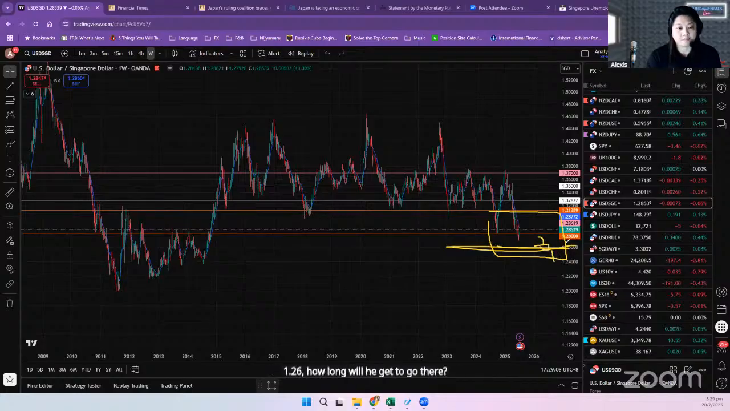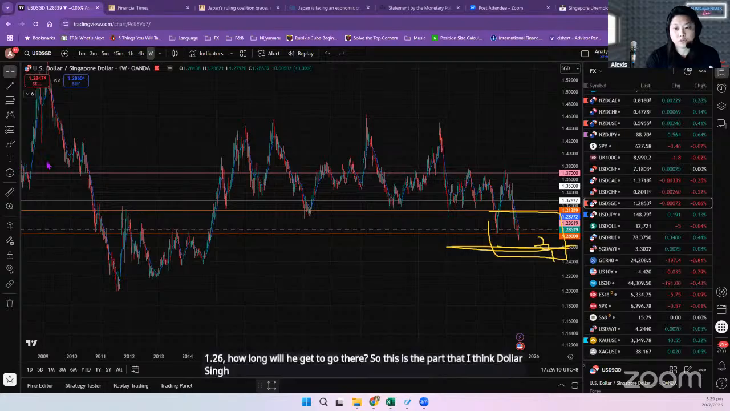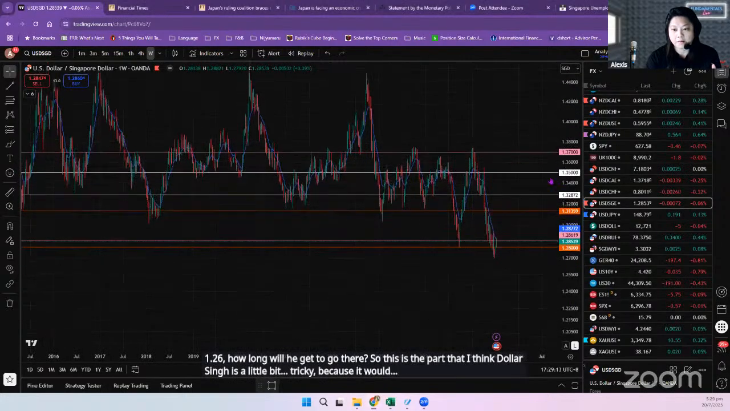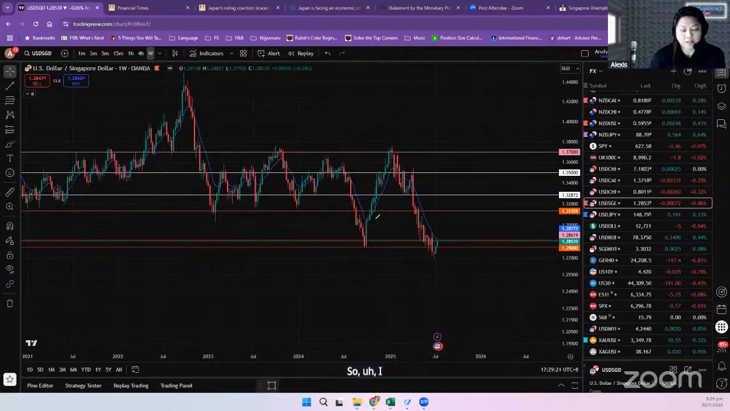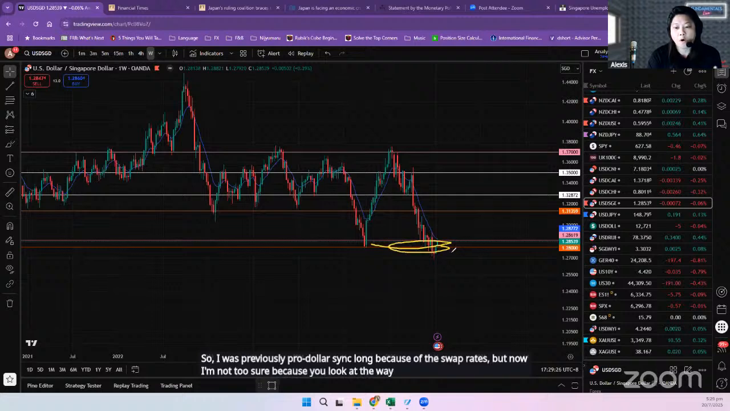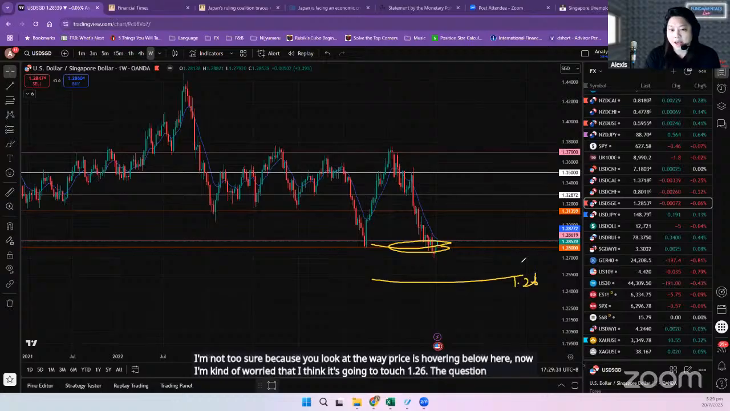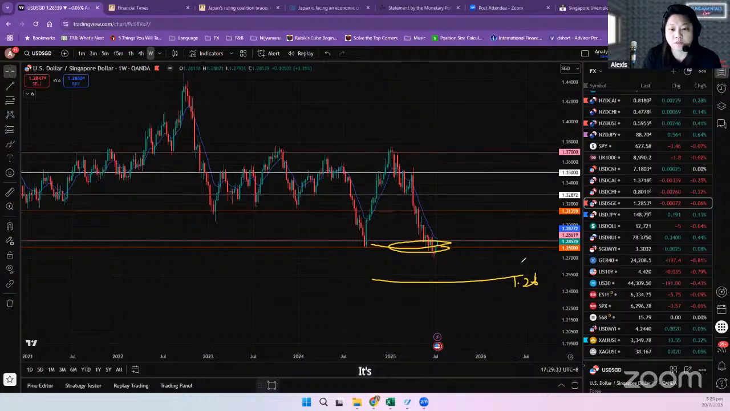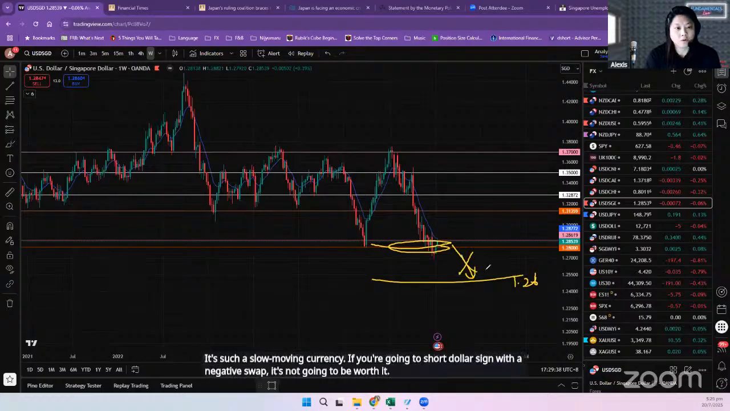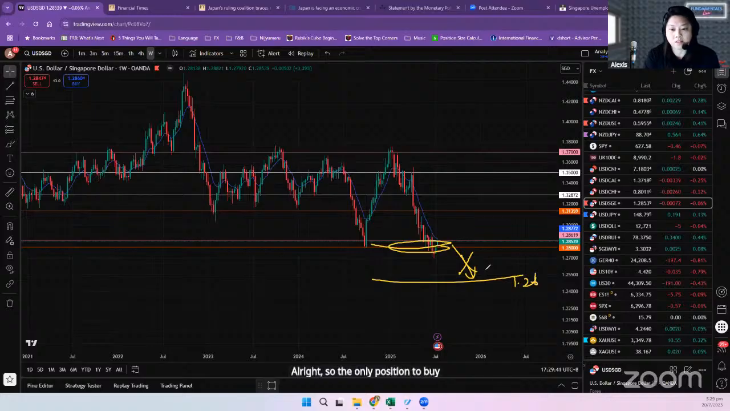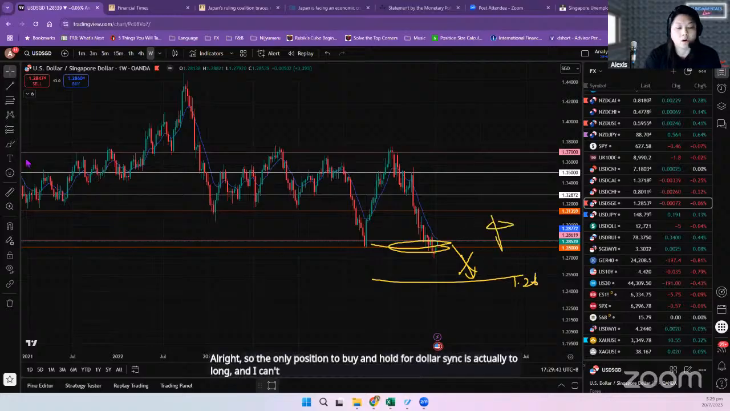So this is the part that I think dollar Sing is a little bit tricky, because it's definitely a medium-term, long-term range trading. Now the thing is to figure out where is the upper and lower limit. So I was previously pro dollar Sing long because of the swap rates, but now I'm not too sure, because you look at the way price is hovering below here. Now I'm kind of worried that it's going to touch 1.26. The question is when, and also because it's such a slow-moving currency, if you're going to short dollar Sing with a negative swap, it's not going to be worth it. Right. So the only position to buy and hold for dollar Sing is actually to long, and I can't find anywhere to long right now, even though I want to long.